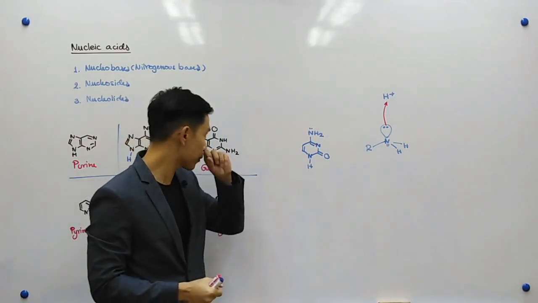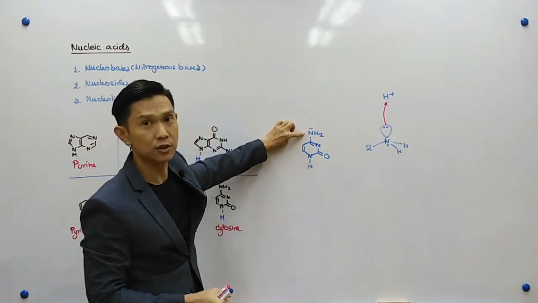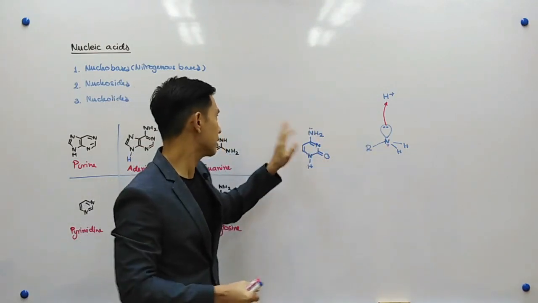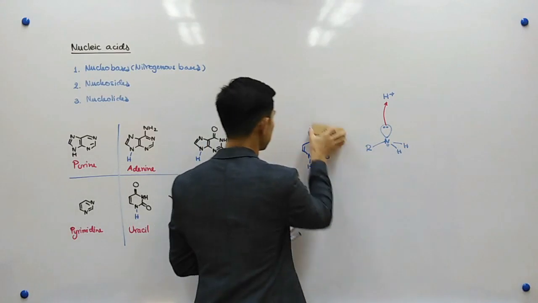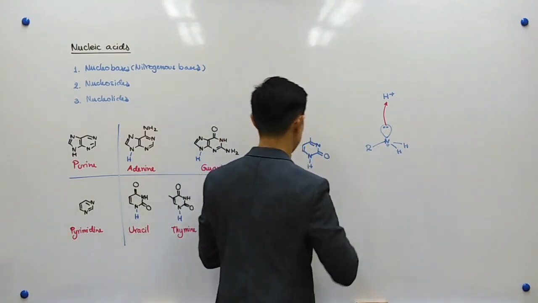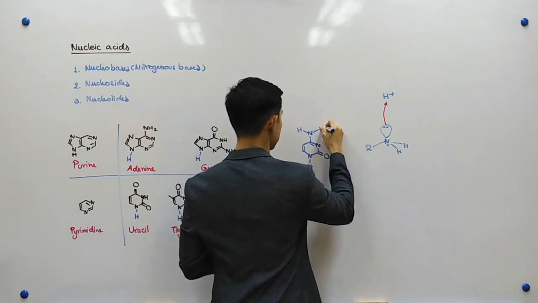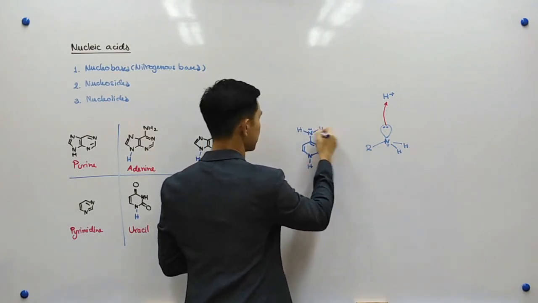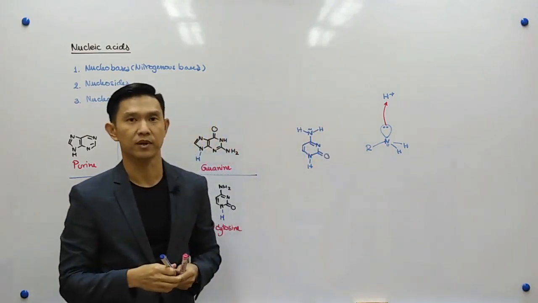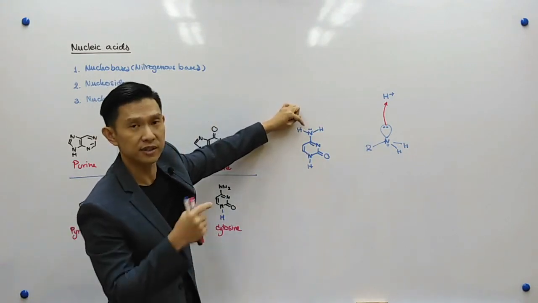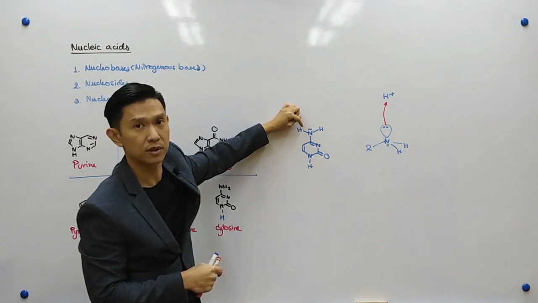But now for this one, NH2, instead of being sp3 it will use sp2 instead. So if your NH2 is using sp2, everything is at 120 degrees, right? And this electron pair sits in the p orbital.